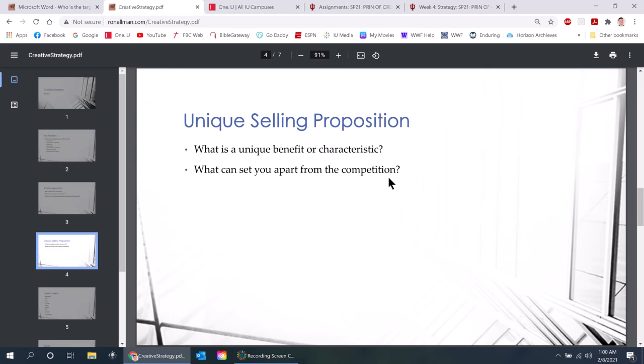One of my favorite parts of thinking about a strategy is the unique selling proposition, or sometimes called a unique selling point. I like proposition better. And anyway, what makes your client unique? Is there a unique benefit or characteristic that your client provides? With McDonald's, is there a unique benefit?